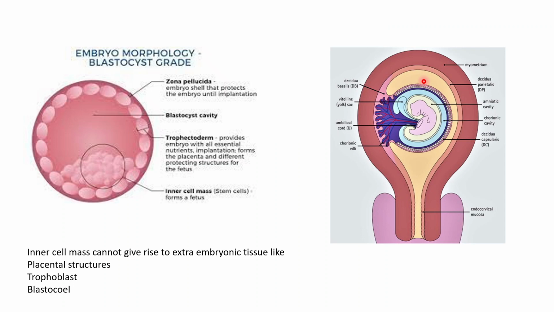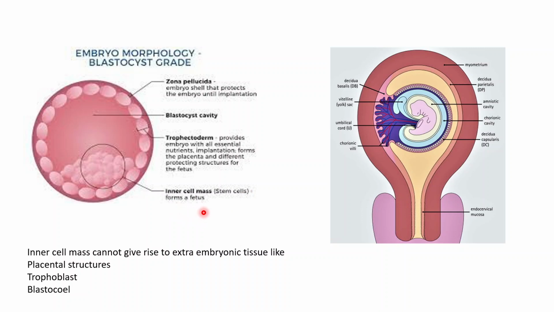If you look at this blastocyst stage, we have the zona pellucida, the embryo shell that protects the embryo until implantation; the blastocyst cavity, or blastocele; and the trophectoderm, which provides the embryo with all the essential nutrients until implantation, plays a major role in implantation, and forms the placenta and different protecting structures for the fetus. So it forms the extraembryonic tissue. And the inner cell mass, the stem cells, forms the fetus.